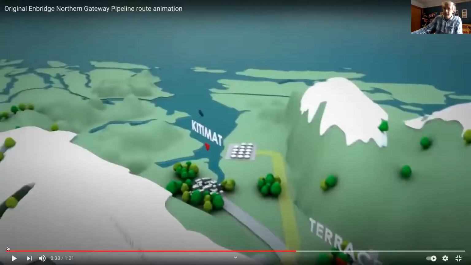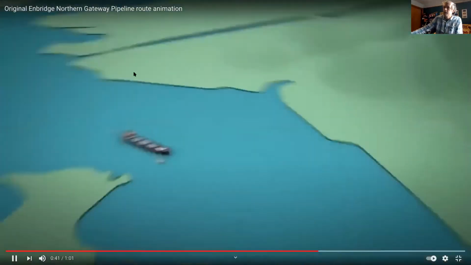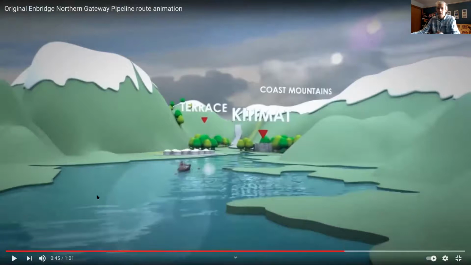So here it comes. This is the end of the pipeline at Kitimat. This is the Pacific Ocean. So you can see this pipeline comes down, and look at the Douglas Channel where it comes out. It's beautiful. Lovely, big, open expanse of water you can get your tanker in and out of. So why was that so controversial?